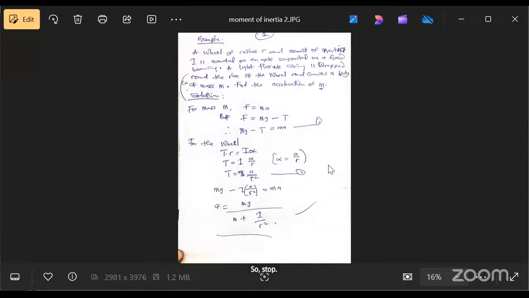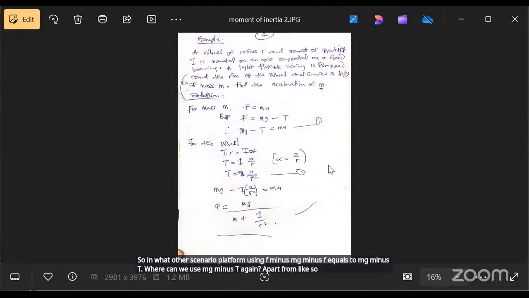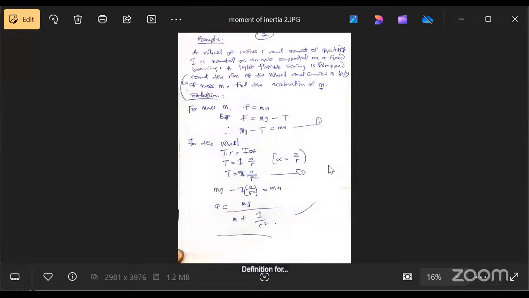Sir, in the beginning, we said for mass m that force is equal to mass times acceleration. So in what other scenario, apart from using mg minus T, where can we use mg minus T again? We are using the normal equation for force, mass times acceleration. That's the normal definition for force. But how is it that we're not adding mg minus T in the question?